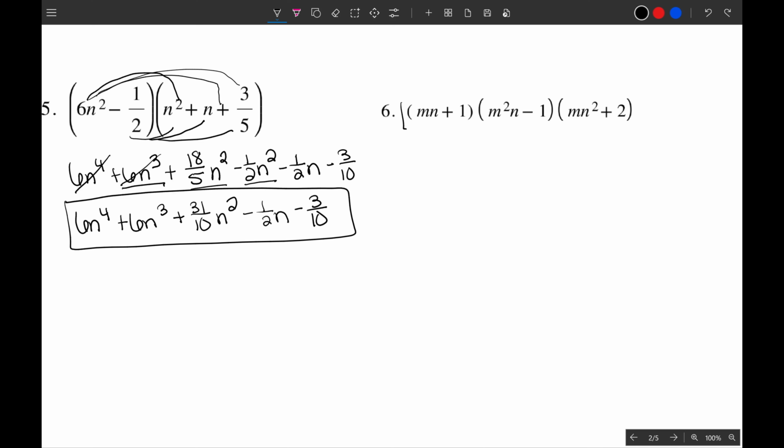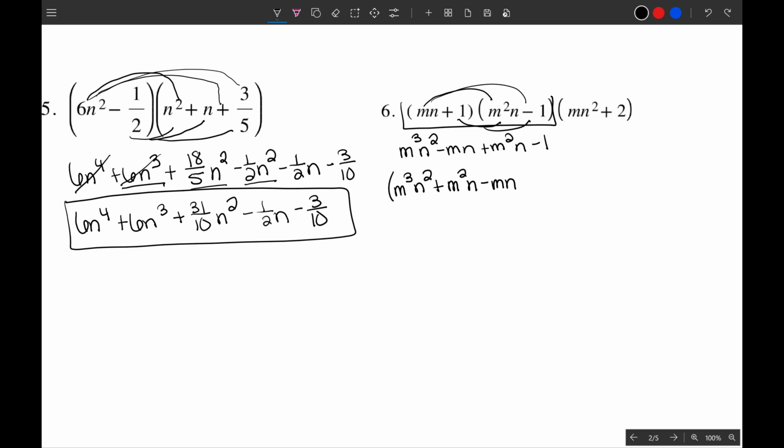All right, so again, I have 3, so I'm going to multiply these two together. I have mn times m squared n would be m to the third, n to the second. Mn times negative 1 is negative mn. 1 times m squared n is m squared n. And 1 times negative 1 is negative 1. Although there is no like terms in that, I'm going to go ahead and put it in order. So I have m to the third, n to the second, plus, and then my degree of 3, m squared n. Then my degree of 2, negative mn, and then my minus 1.